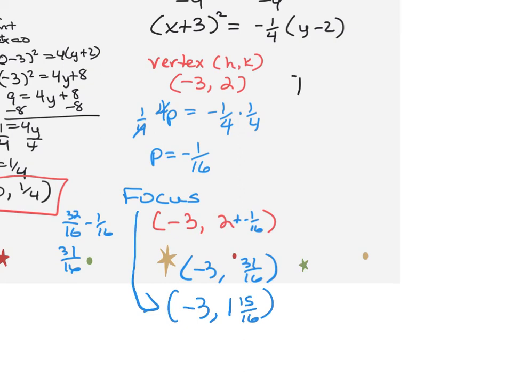For my directrix, again, it's an equation. It's the non-squared variable. I take the y of the vertex, and now I'm doing the opposite of p. So what I'm really doing here is adding 1/16. So my directrix is 2 and 1/16.